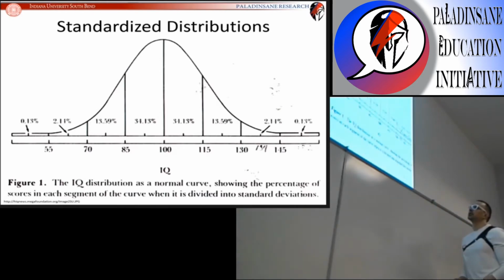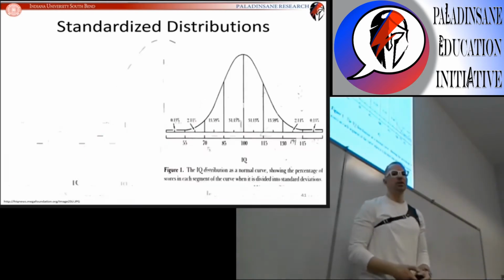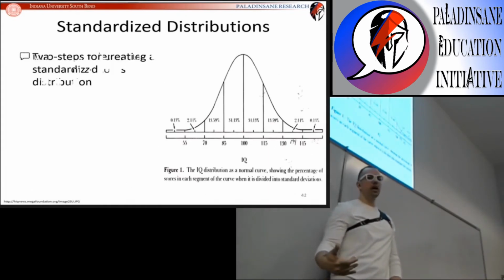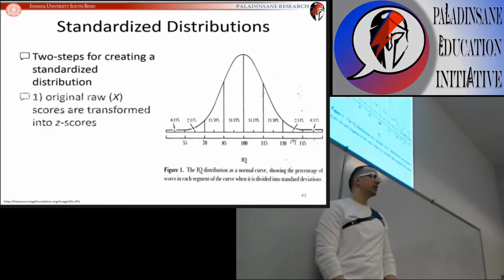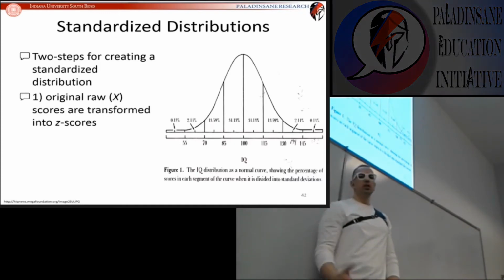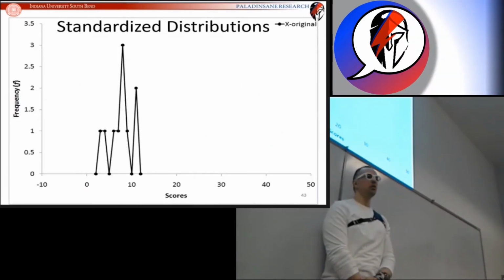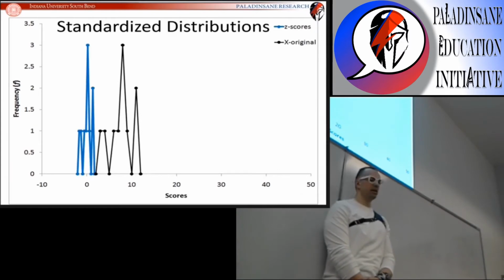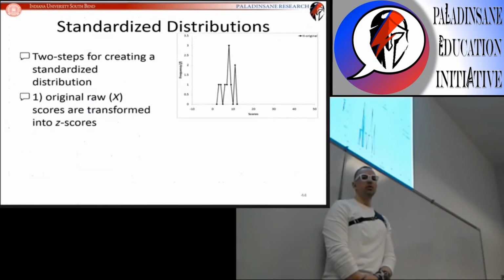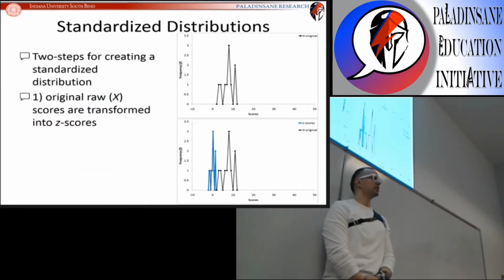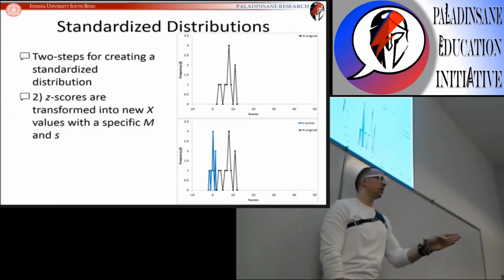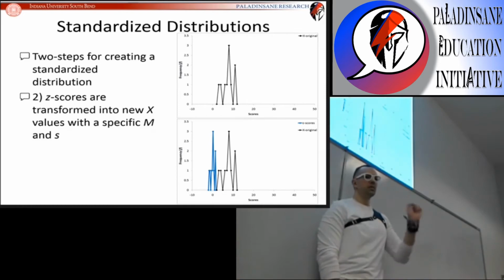So for those standardized distributions, when you're creating one, there are 2 steps. The first thing is you take your raw scores and you transform them into z-scores, which have a mean of 0 and a standard deviation of 1. We've already seen that. The next step though is the important one. What you do next is you take those z-scores and you transform them into new values. And this is the important part not to forget: they're going to have a specific mean and a specific standard deviation.